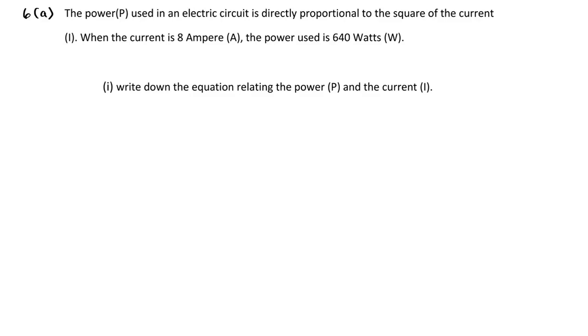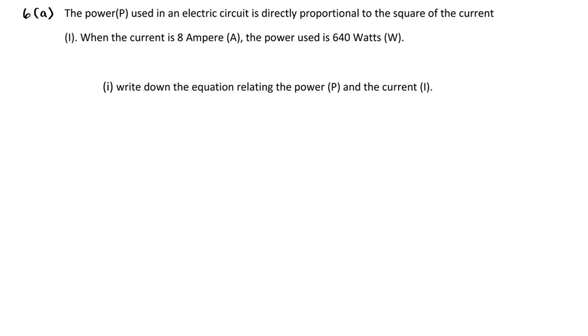Question number 6, part A. The power P used in an electricity circuit is directly proportional to the square of the current I. When the current is 8 amperes A, the power used is 640 watts W. Okay, so for Roman 1, we are supposed to write down the equation relating the power and the current.